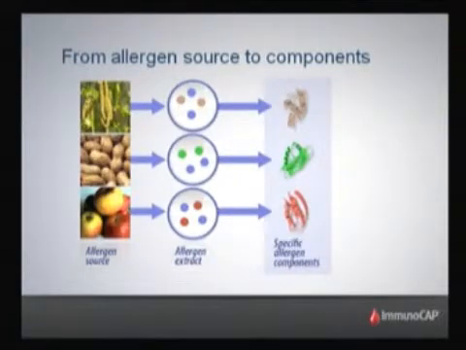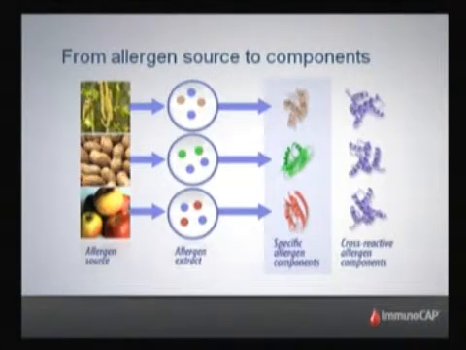Those extracts contain specific components which are specific for the species. For example, in cat, the FeLD1 is a protein which is only found in cat. Or it can contain cross-reactive allergen components. That means components that are so similar in structure that the IgE reacts to similar structures.